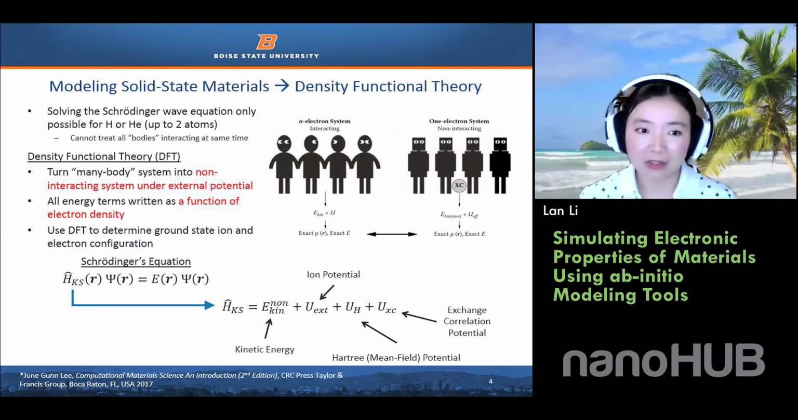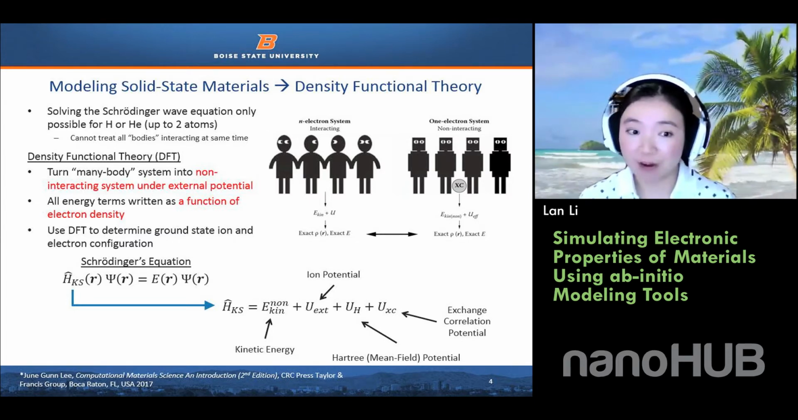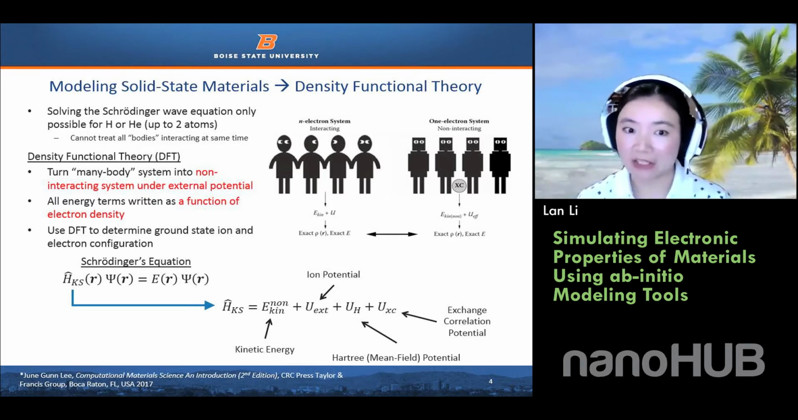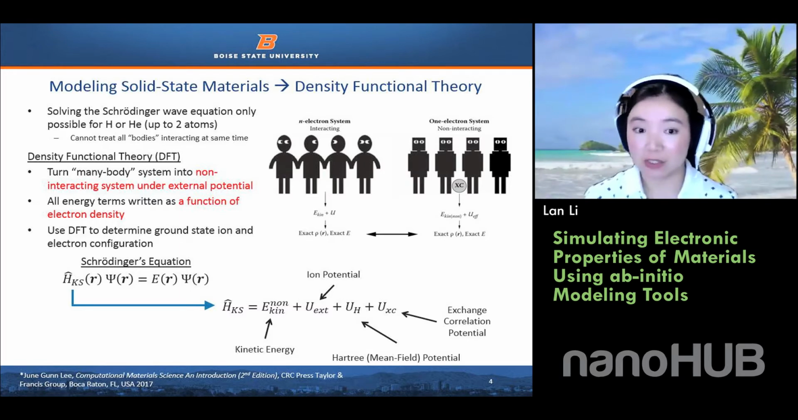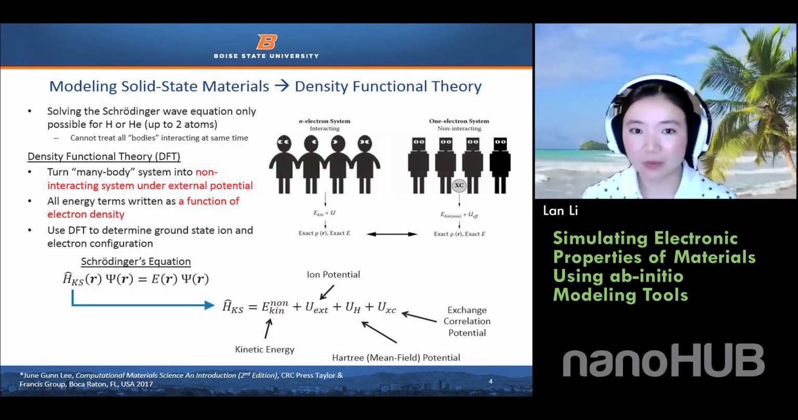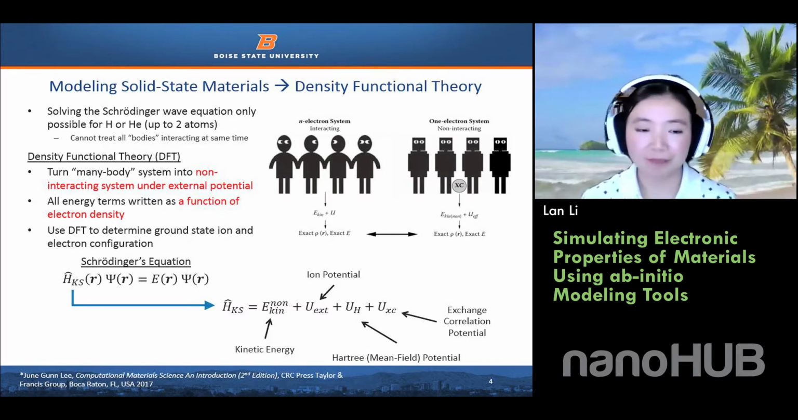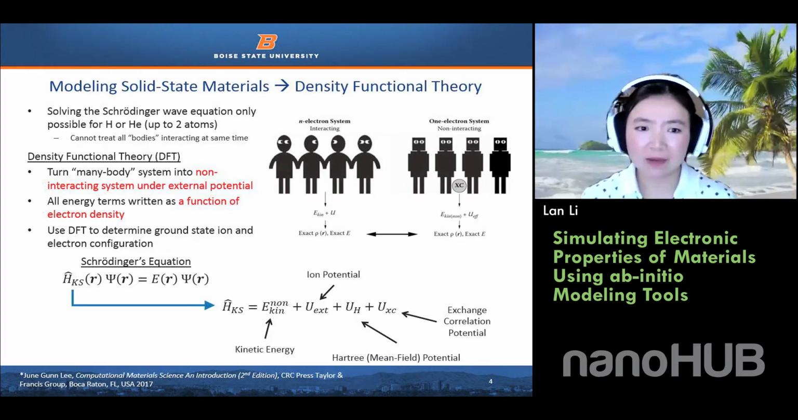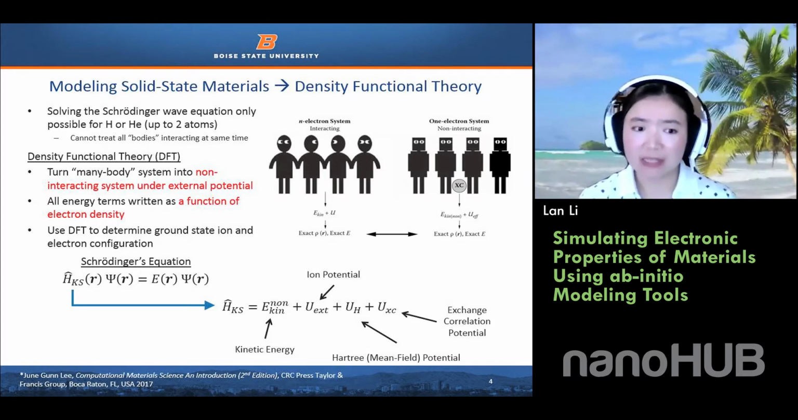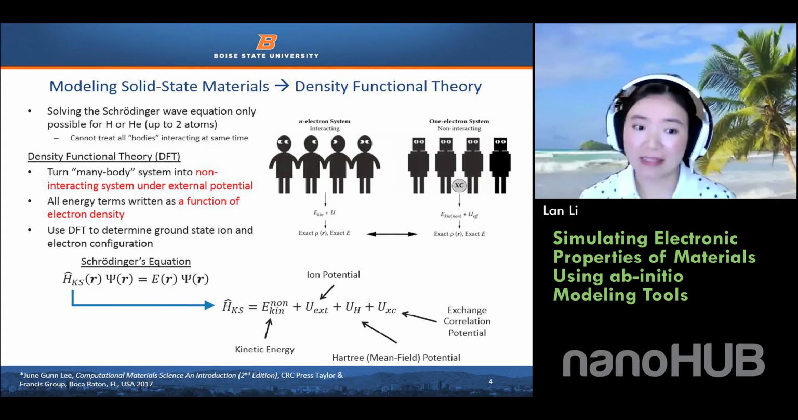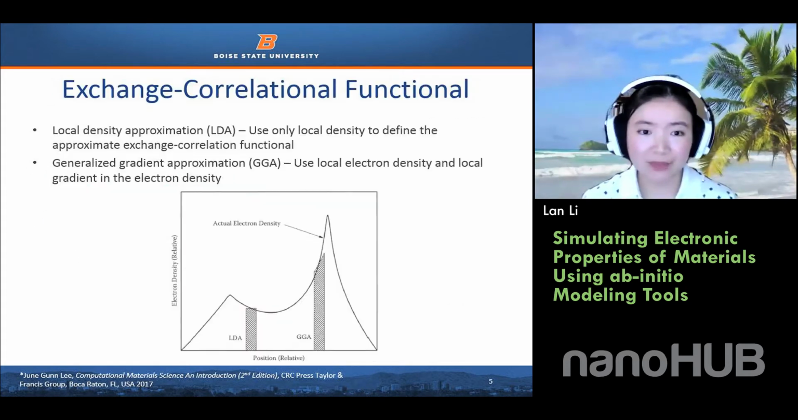All energy terms are written as a function of the electron density. That means you don't need to deal with electrons individually; you just need to deal with the electron density. That will save a lot of computational time. Based on these features, we can use DFT to determine the ground state ions and the electron configurations.